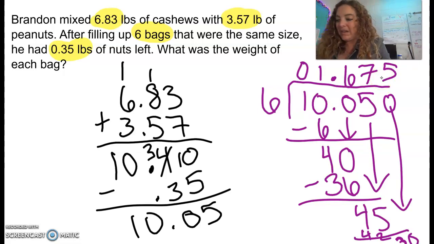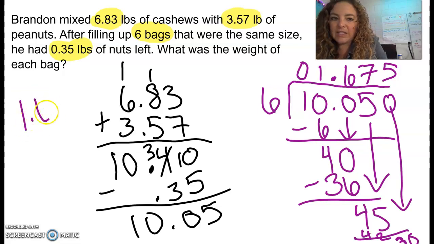So, what was the weight of each bag? Each bag weighed 1.675 pounds.